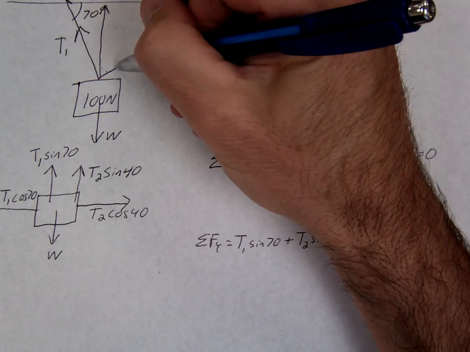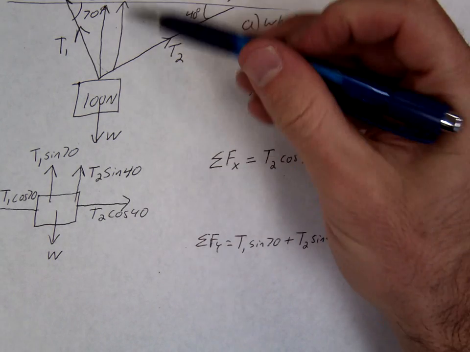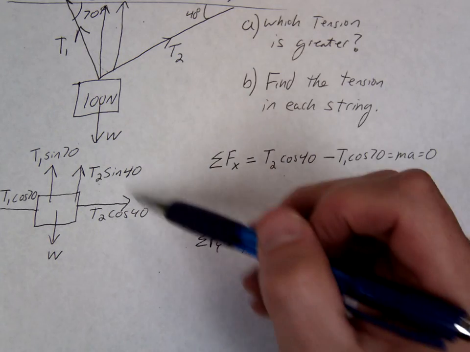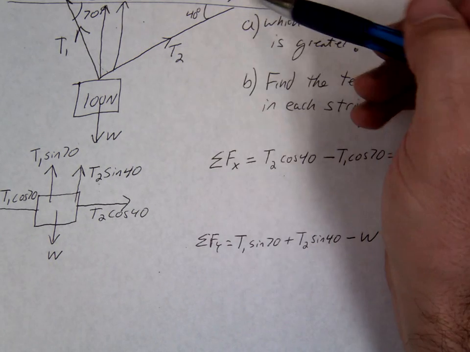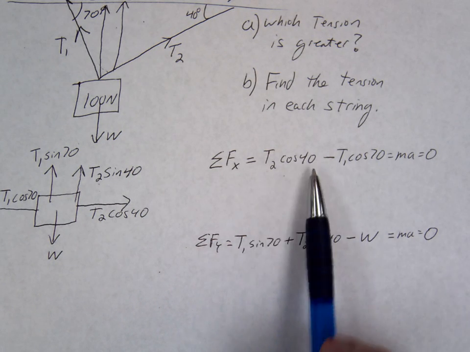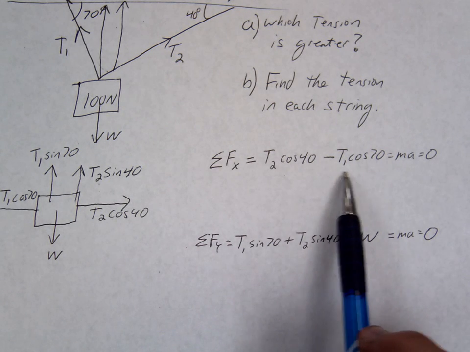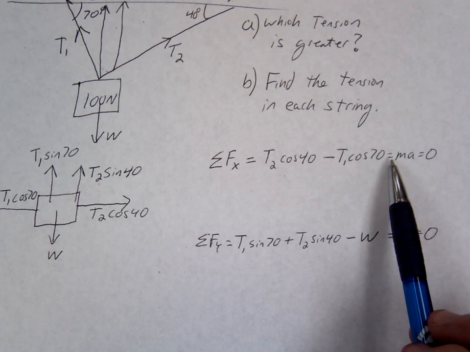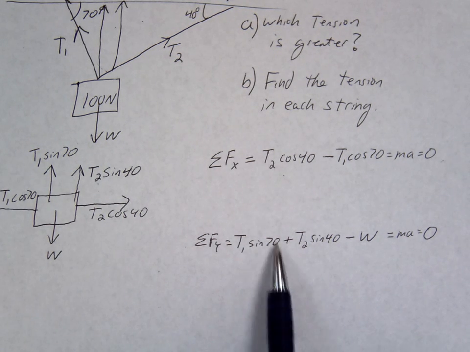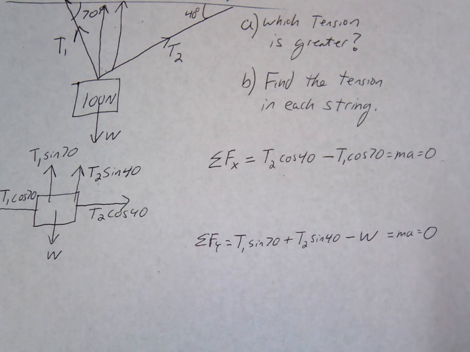We'll fix the other string. This one's going up and across as well. The amount going up is going to be T2 sine of 40, that's the opposite. And the amount going to the right is going to be T2 cosine of 40, that's the adjacent. Okay, when you set up your equations, then it's just adding and subtracting. T2 cos 40 minus T1 cos 70 equals 0. These two going up, T1 sine 70 plus T2 sine 40 minus weight equals 0.